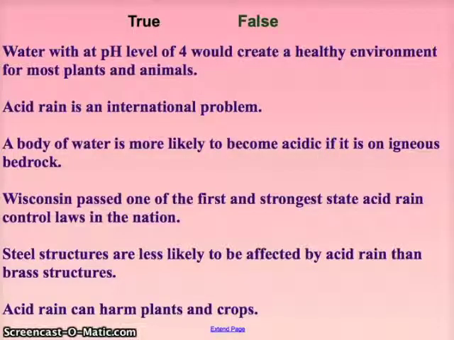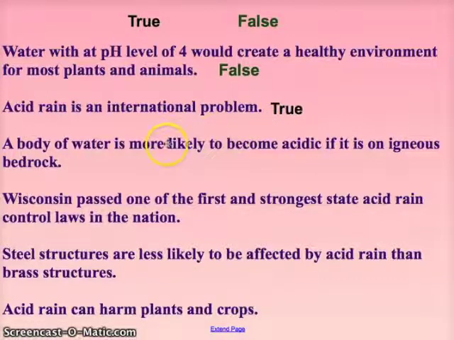Water with a pH level of 4 would create a healthy environment for most plants and animals. Well, water with a pH of 4 would not, so hopefully you said false. What about this next one? Acid rain is an international problem. Okay, that was also one of the short answer questions. So hopefully whether you do this one first or the other one, you'll come back and say, well, hey, it's basically the same question. So acid rain is an international problem.